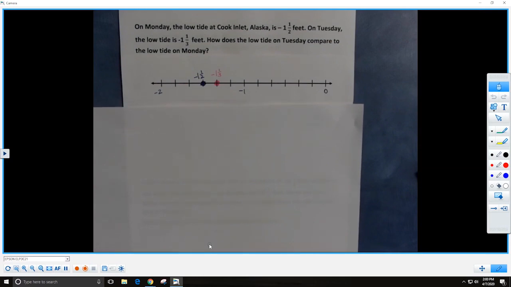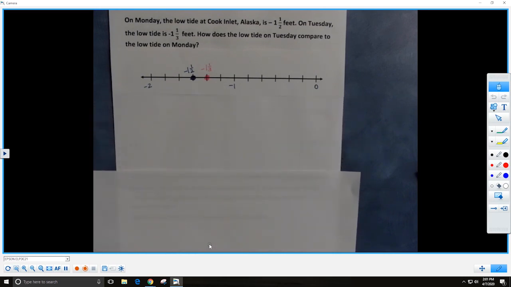So here I have a number line, and I have labeled -1 1/2 and -1 1/3. Both numbers are on the same side of 0. What operation can find the distance? Subtraction. Let's try writing an expression now. Go ahead and try writing an expression to represent this. What does your expression look like?